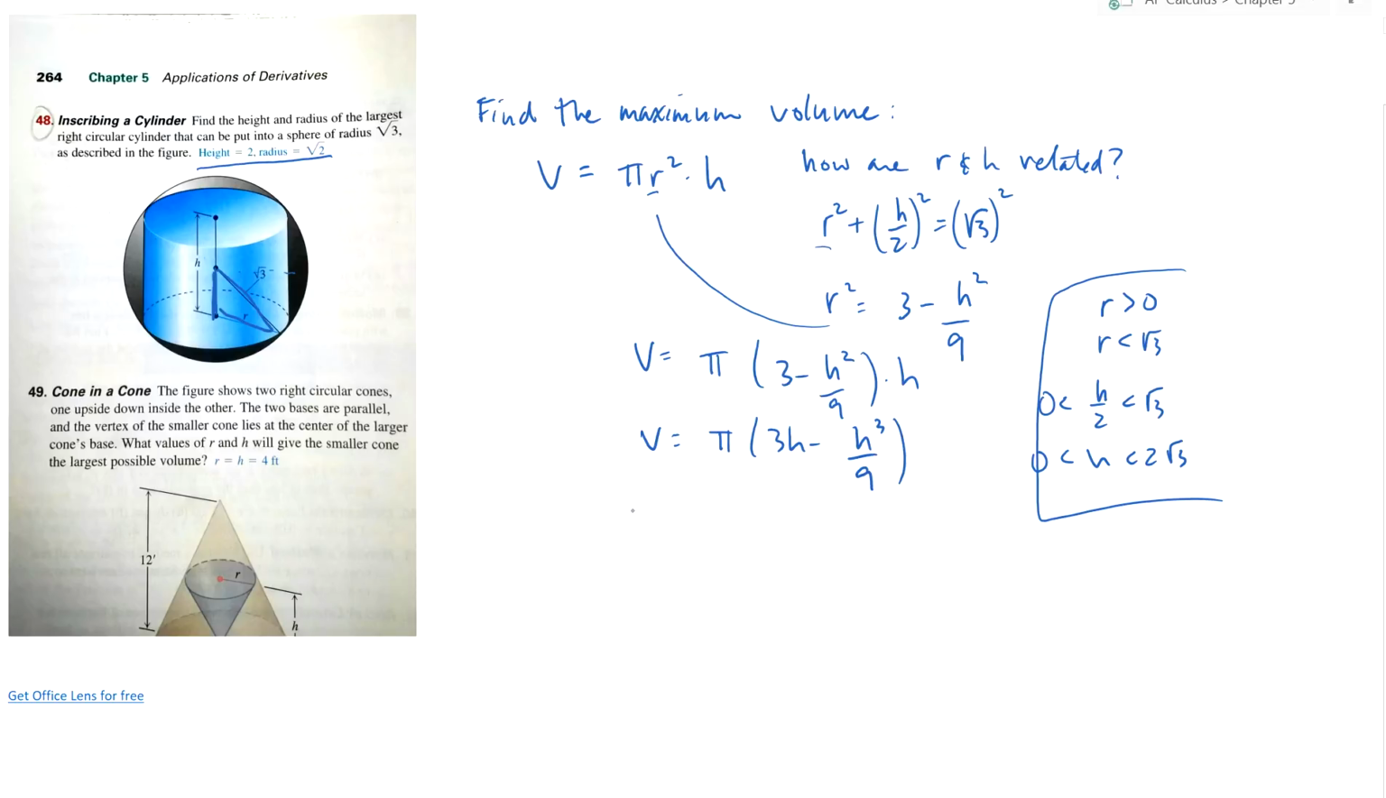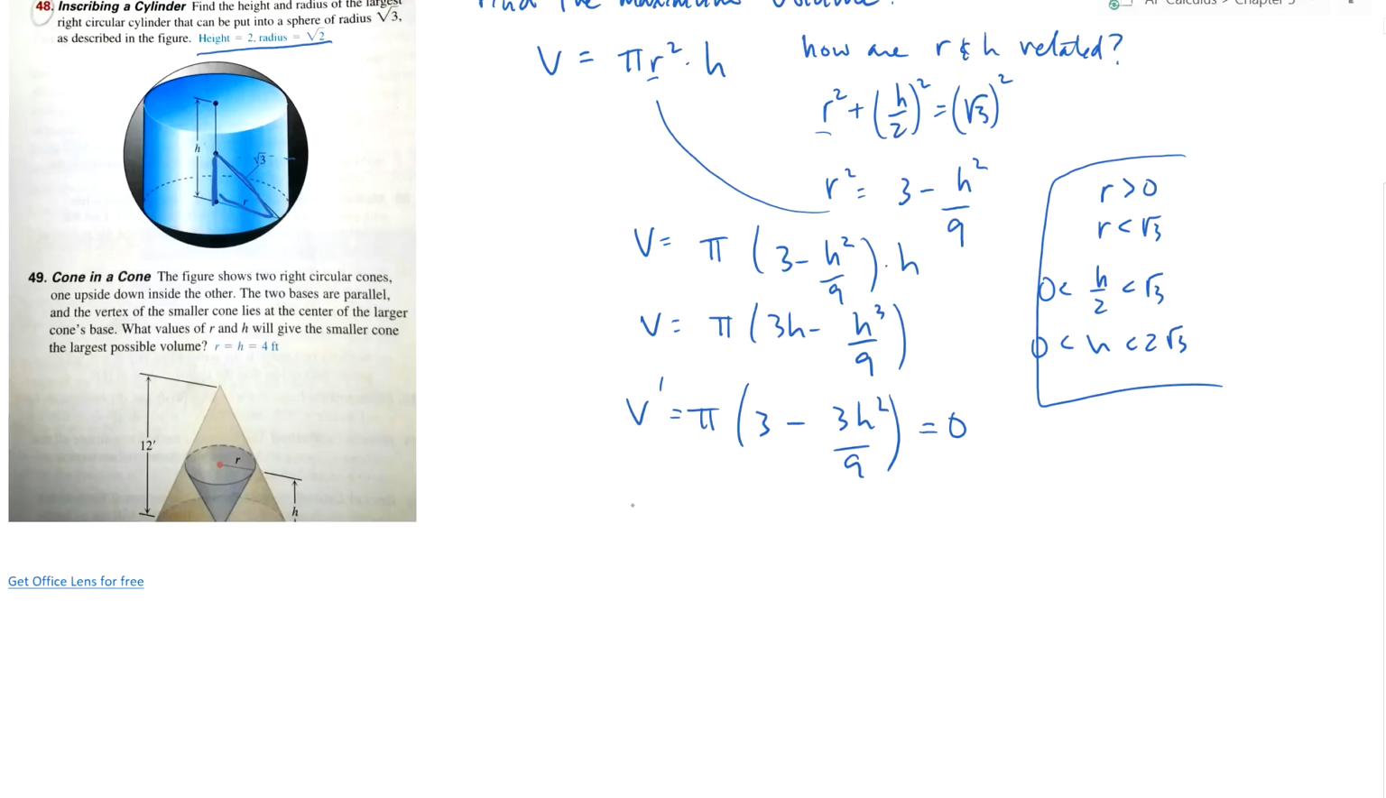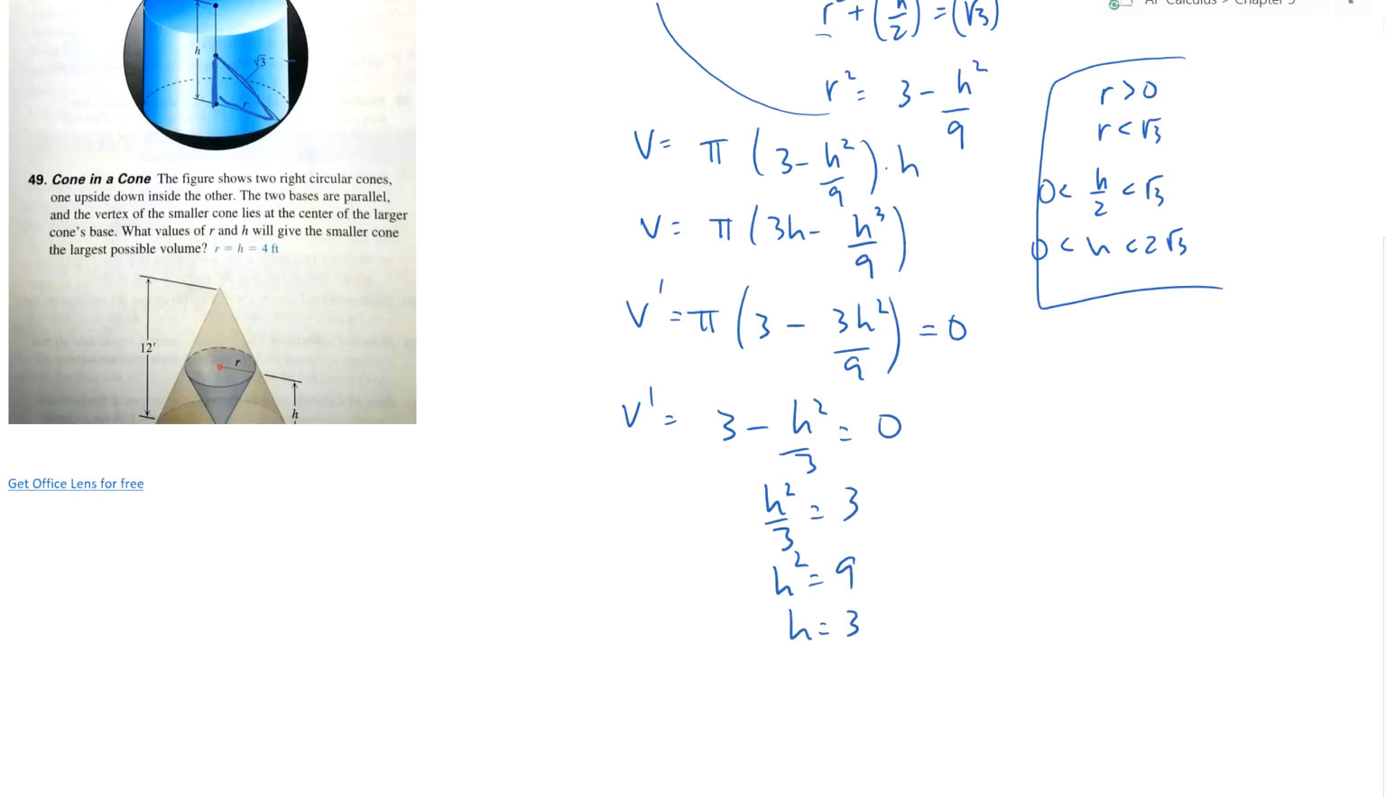So volume, V prime, or dV/dh, because I'm taking the derivative with respect to h, is pi times 3 minus 3h squared over 9. Set that equal to 0 to find the maximum. V prime divided by pi is 3 minus h squared over 3 equals 0. h squared over 3 equals 3. h squared equals 9. h is 3. That's my critical point.